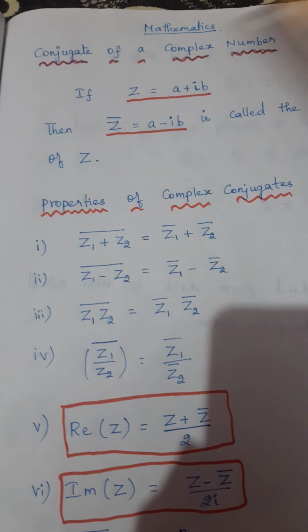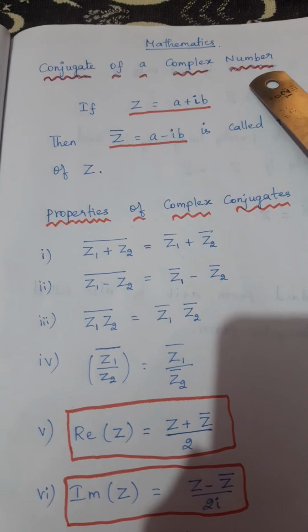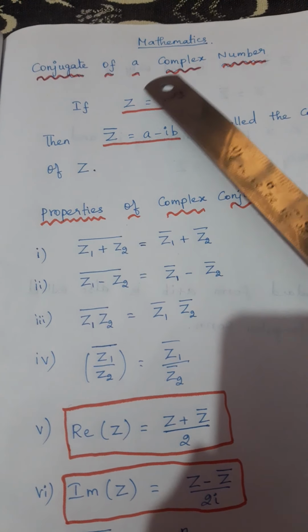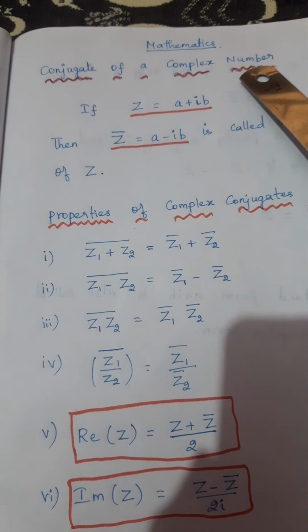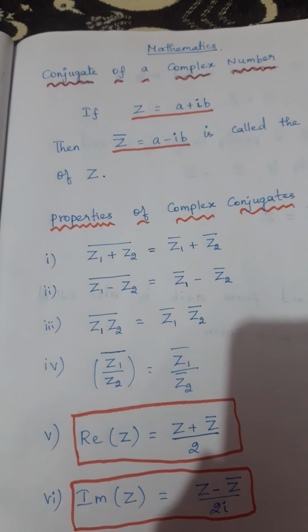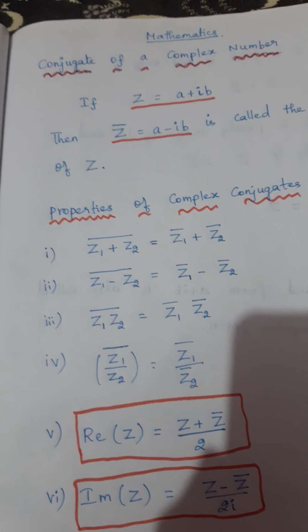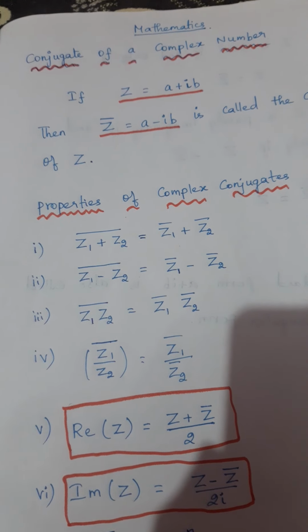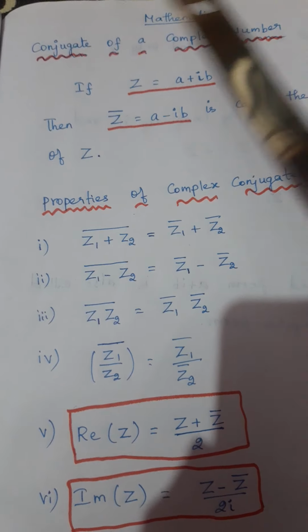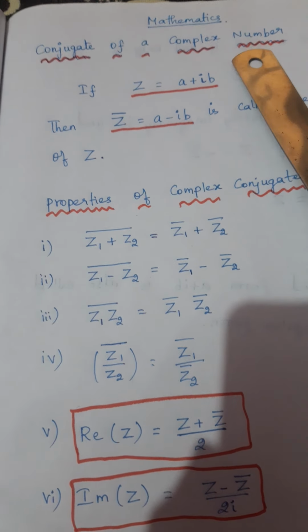The first one is the conjugate of a complex number. Many definitions we have seen using complex numbers, right? For example, how to find the additive inverse and the multiplicative inverse of a complex number, and the properties of i that we have seen in the earlier classes. In this class, we are going to see what the conjugate of a complex number is.